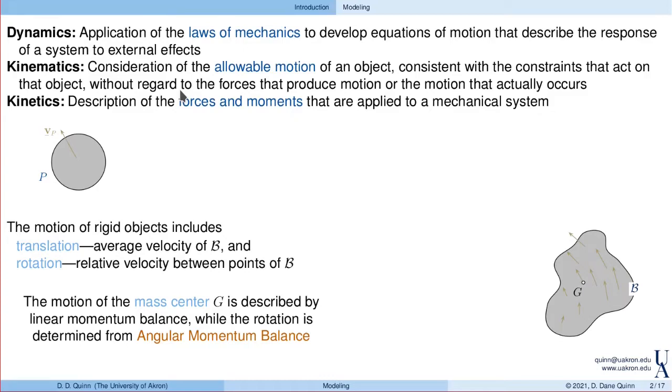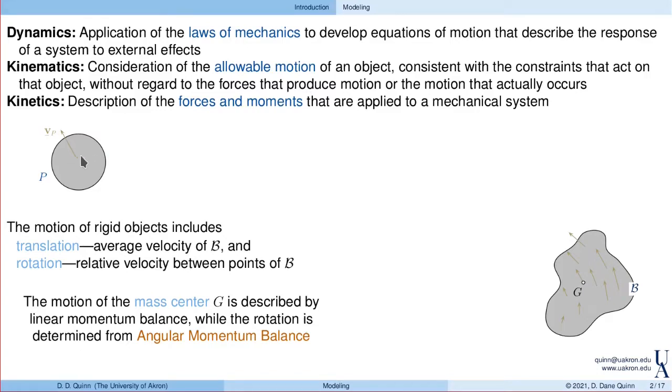So really, kinematics, just think about it as what could happen, or the allowable motion of a system. Then kinetics is the second part of that, and that's a description of the forces and the moments that are applied to a mechanical system. So what kinds of effects cause that motion? Then dynamics puts all those together through the laws of mechanics.